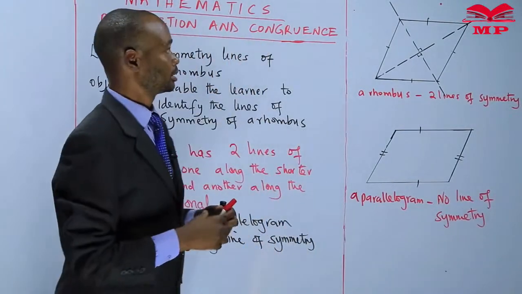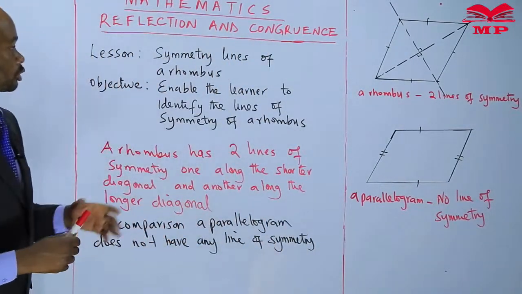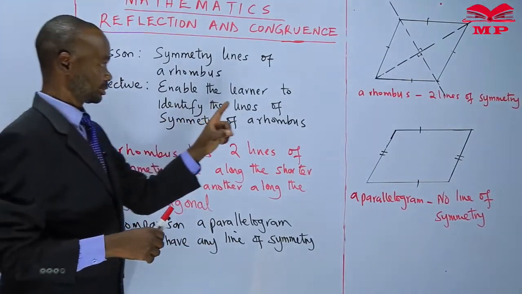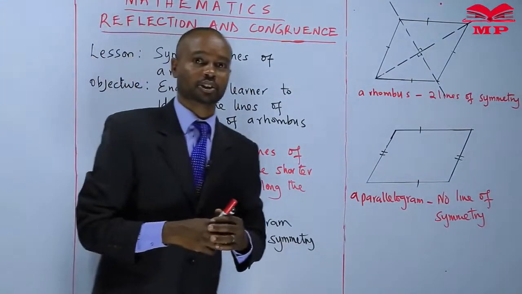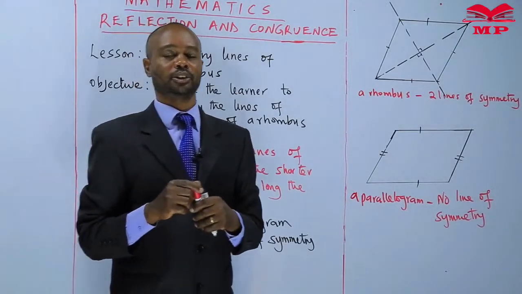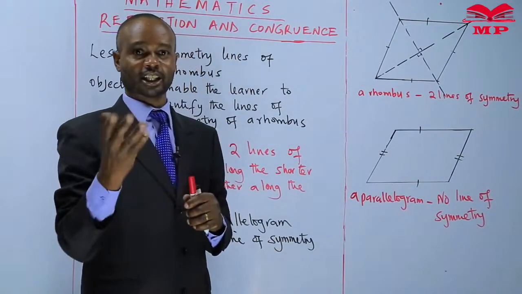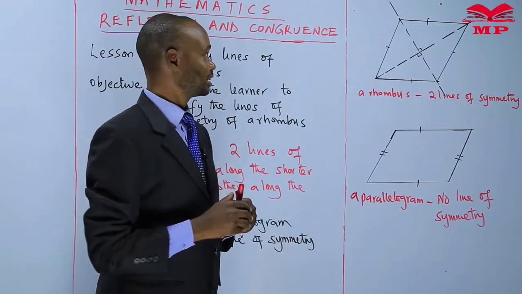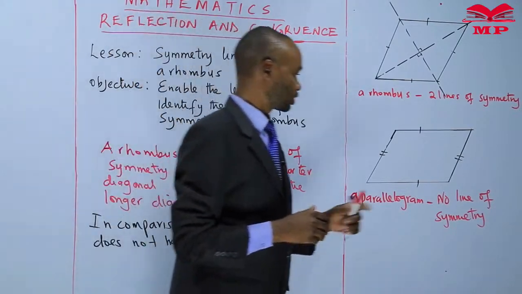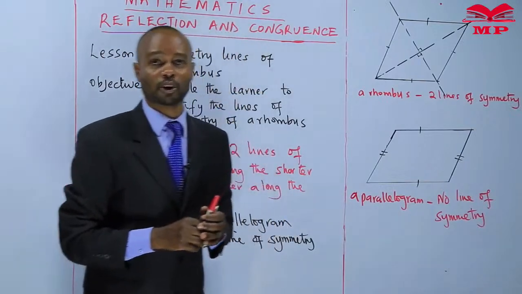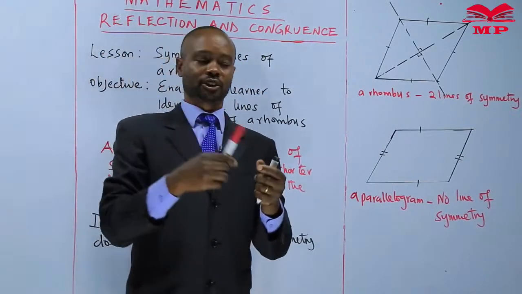So what do we notice? We go to the objective. We've discovered that a rhombus has two lines of symmetry, one along the shorter diagonal and one along the longer diagonal. The diagonals meet at 90 degrees. We've also discovered a parallelogram will have no line of symmetry.